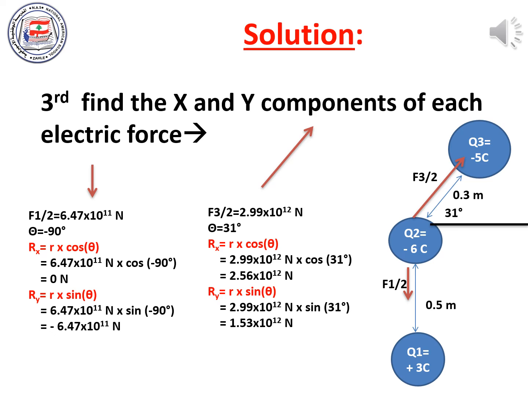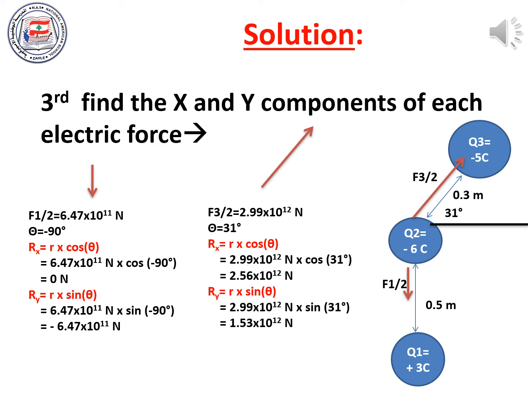Third, we find the x and y components of each electric force. So first we have F1 on 2, which is downwards on the vertical. So you must know that the angle is negative 90 degrees, as I already gave you in the 4 rules about the angles or the direction of a vector. The magnitude of F1 on 2, which we calculated in the first step, is equal to 6.47 times 10 to the power 11 newtons.